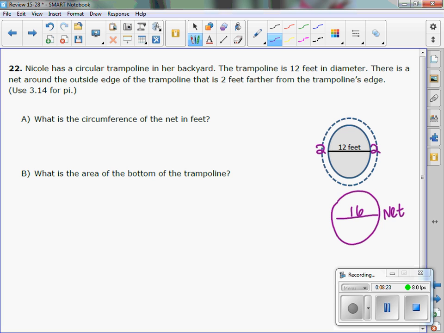So if I want to find the circumference of that, circumference is equal to pi times diameter. So 3.14 times the diameter of the net, which is 16. And when you multiply that out, you get 50.24.